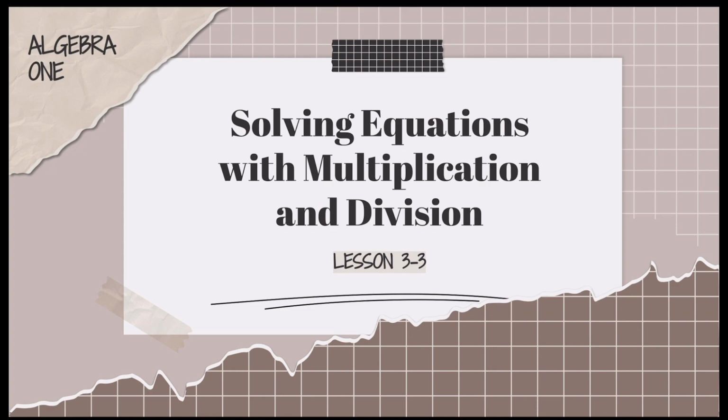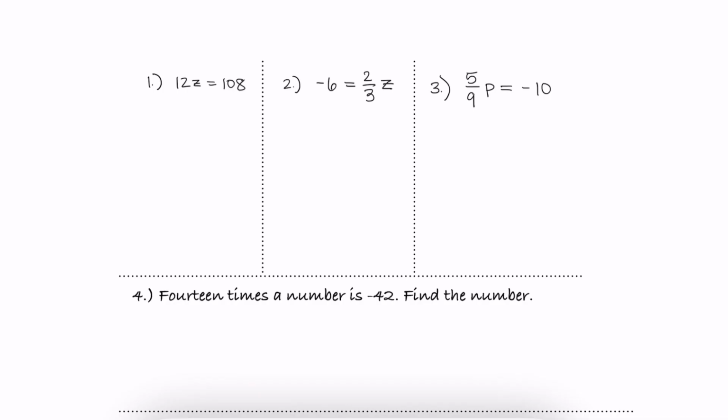Okay, let's get started. Question 1 is asking us to find the value of z if 12z equals 108. So we have to isolate z here, and that means that we're going to have to get rid of this 12. Now, because we're multiplying 12 by z, we're going to have to do the inverse function to get rid of it, so dividing by 12.